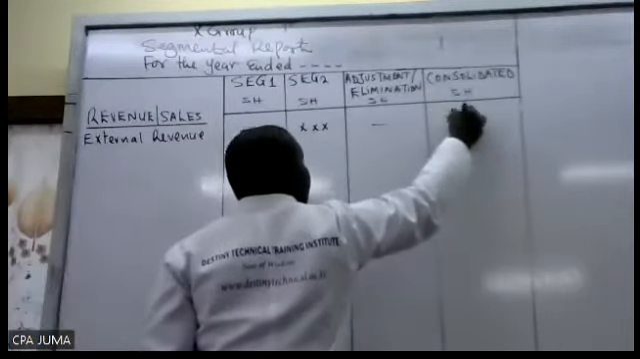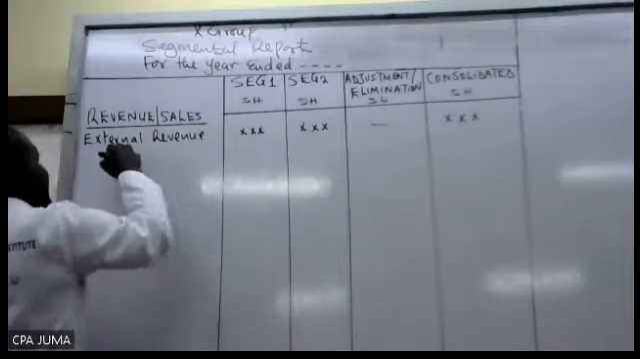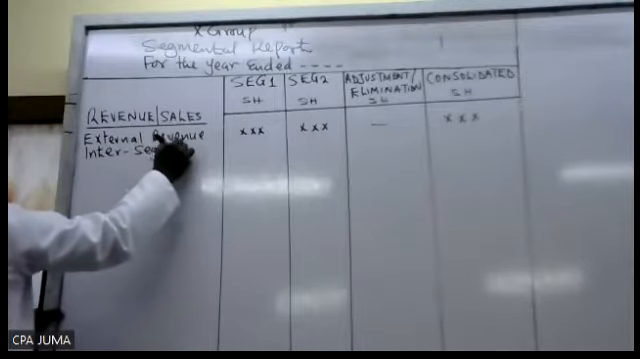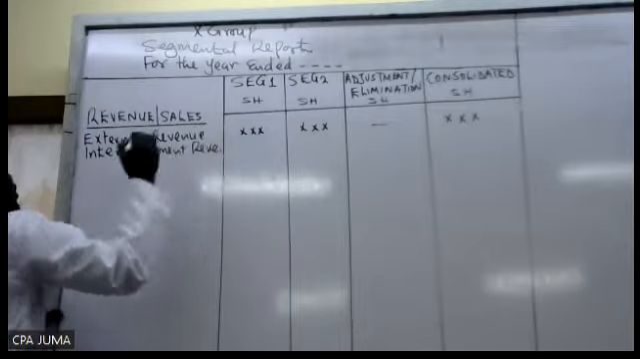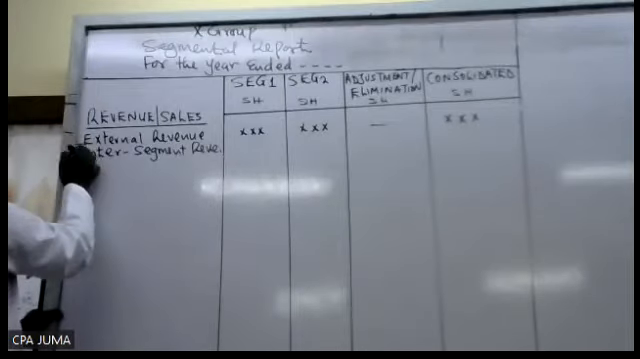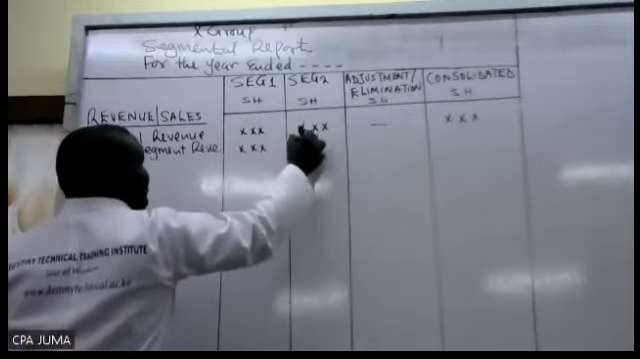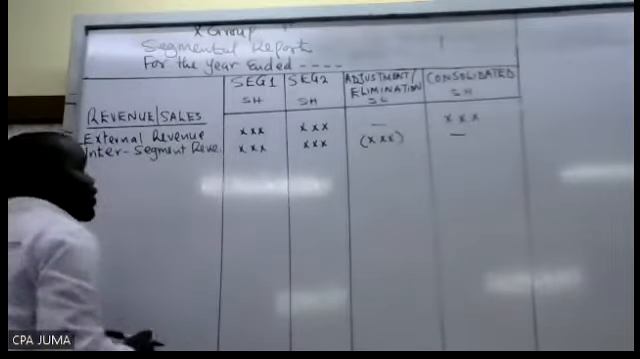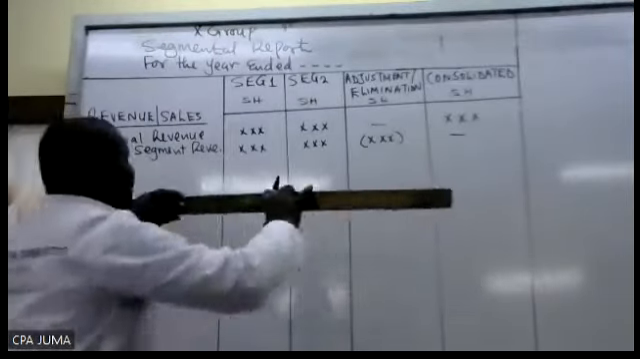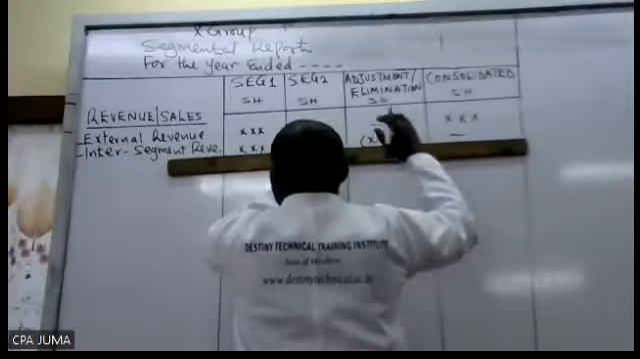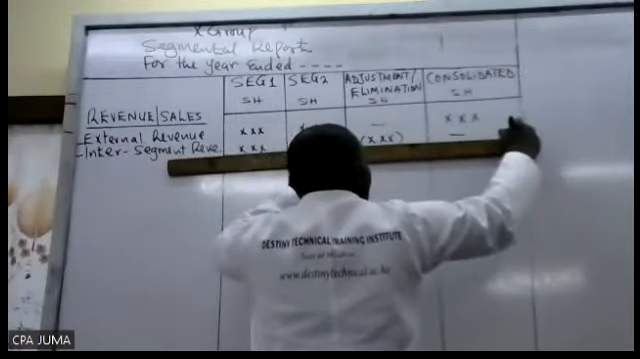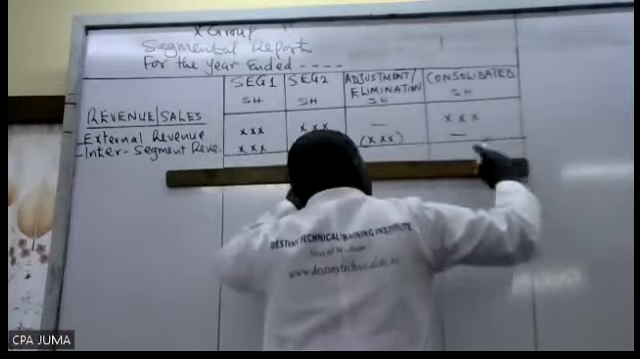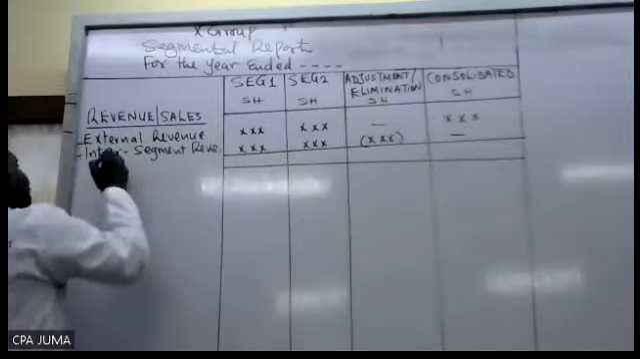What's the reason to adjust? Then intersegment revenue. You give us here. But now that one, you don't take it to the consolidated. Now what you get, you call it total revenue.